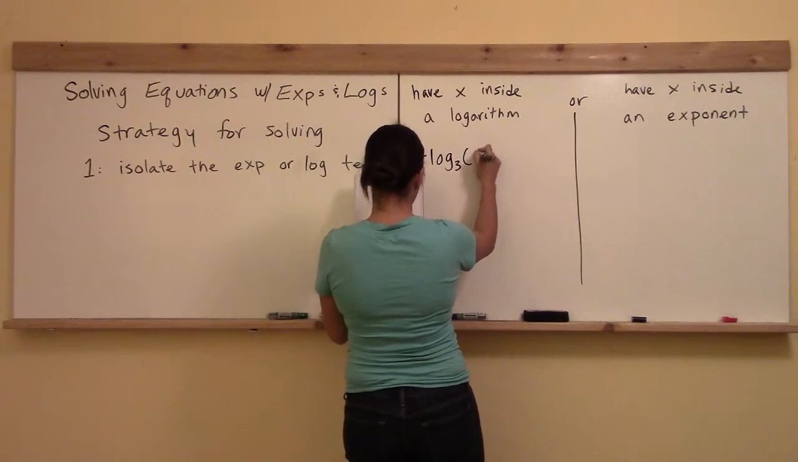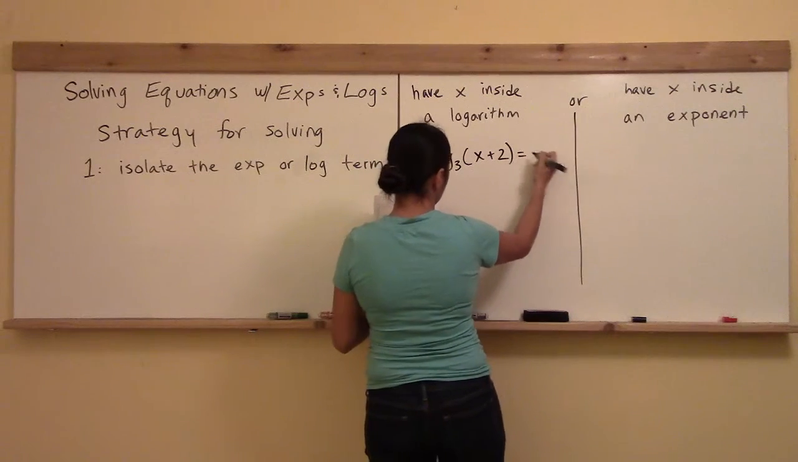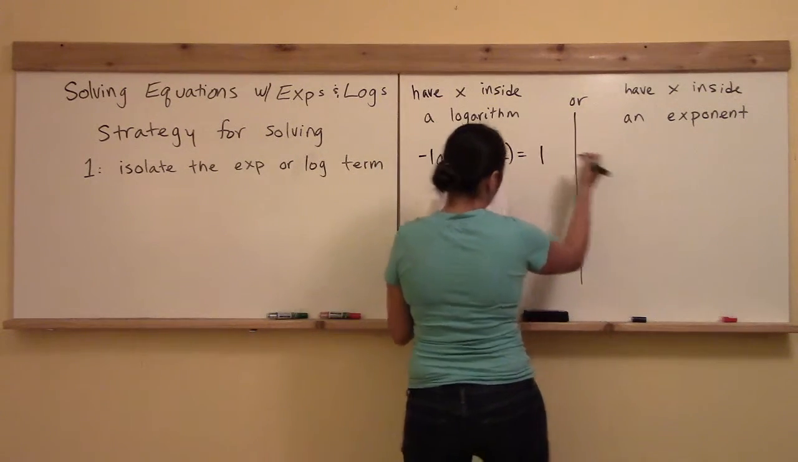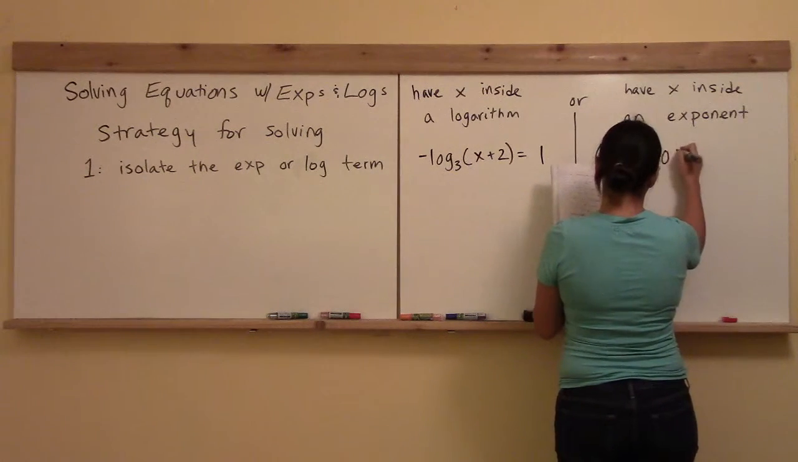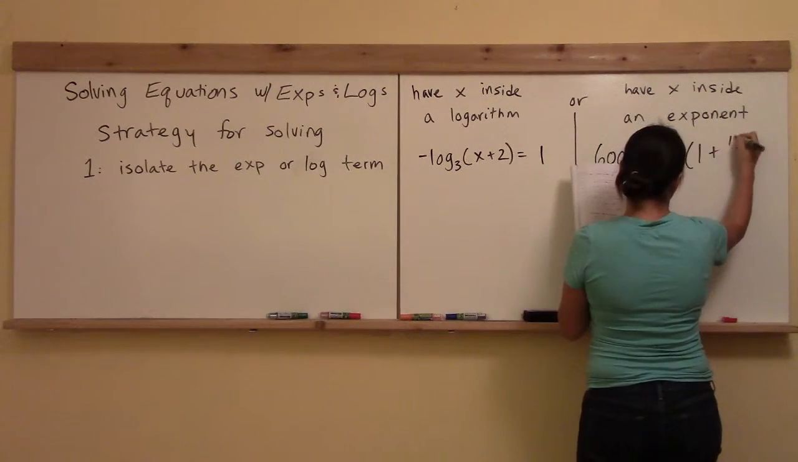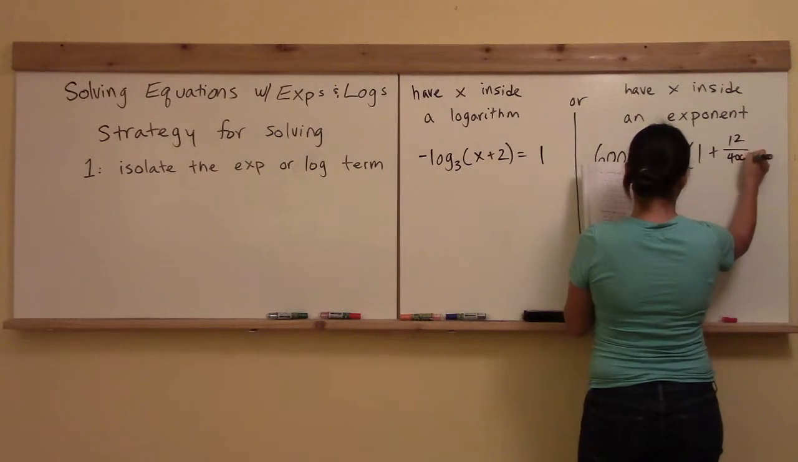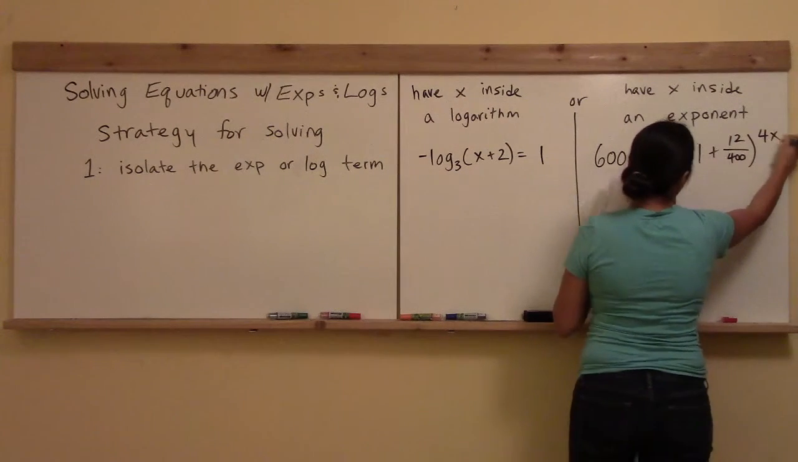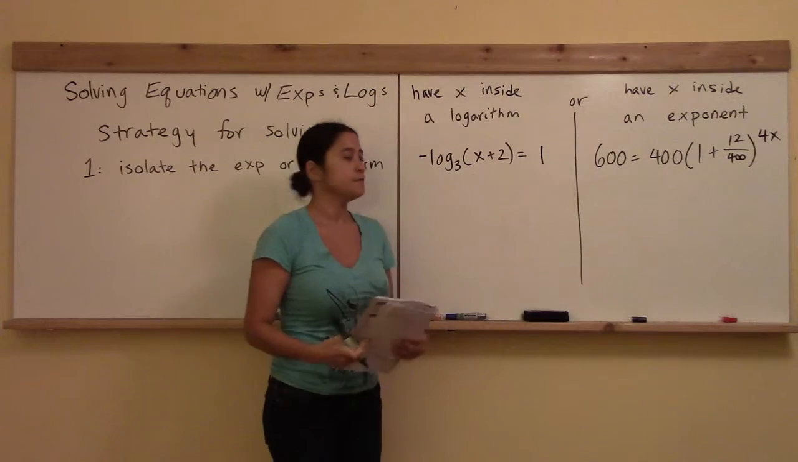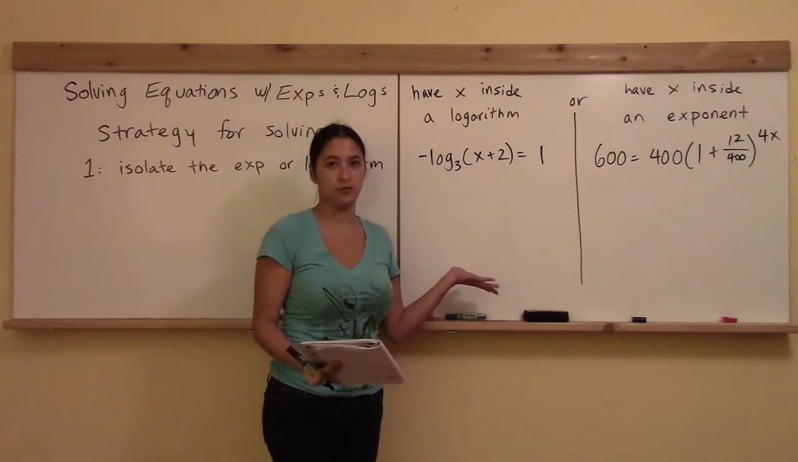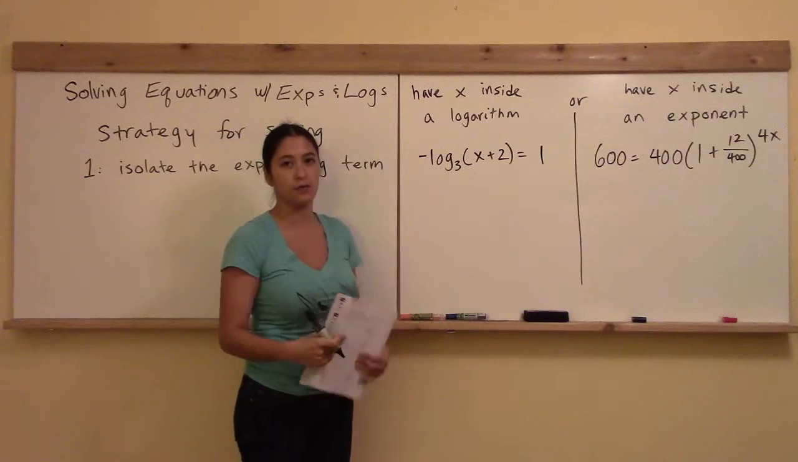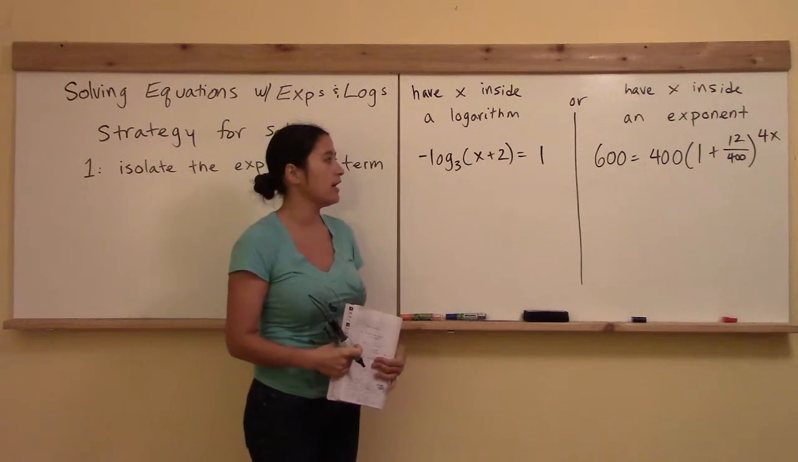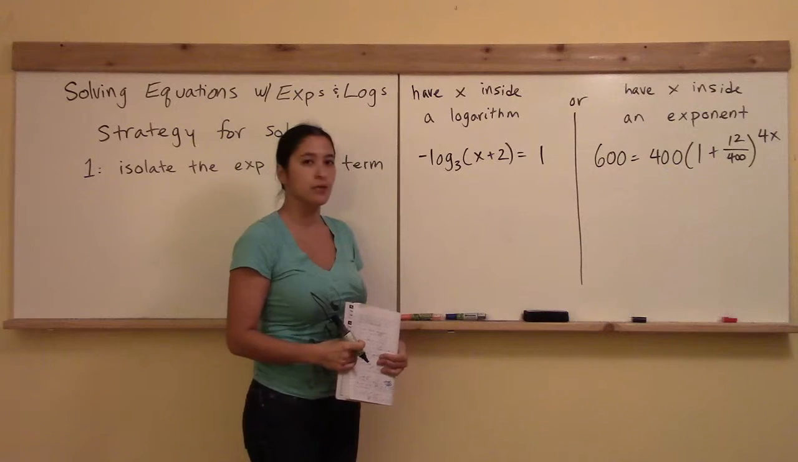Let's say on this side I have this equation, negative log base 3 of x plus 2 is 1. Over here I have a completely separate equation, 600 is equal to 400 times (1 plus 12 over 400) to the 4x. Okay, so take a look at these two equations. Would you know how to solve them by this point? If you want, you could just pause the video and try to work these out and see where you're at for solving these types of equations.